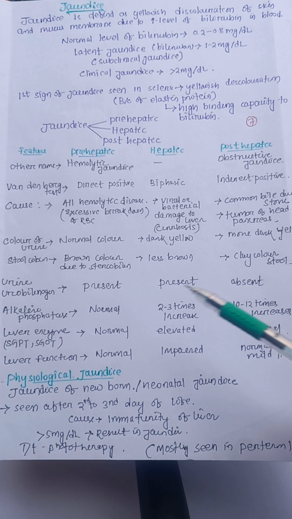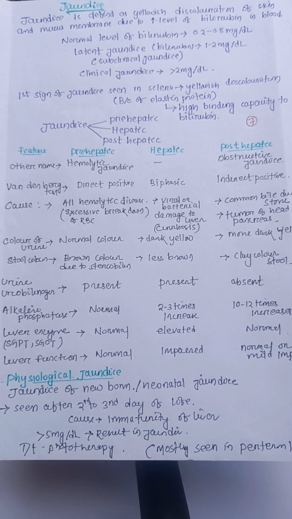Okay. And urine urobilinogen, which is responsible for the coloring of the urine, is present in pre-hepatic jaundice as well as hepatic jaundice, but not in post-hepatic jaundice. So after surgery or any treatment of post-hepatic jaundice, if you check the urine and you get urobilinogen, that means the post-hepatic jaundice, also called surgical jaundice, is treated. If urobilinogen does not come, then there is again a defect in the system.